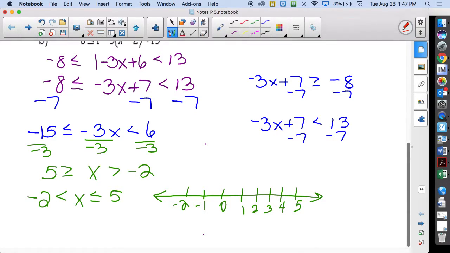So going back to the negative 2, this time it says, looking in the middle, x is greater than negative 2. Greater than is an open circle, and x is greater than it, so the negative 2 would then move to the right. Going back to the middle, it says x is less than or equal to 5. Less than or equal to is solid, and less than means move to the left. And you'll notice that they meet in the middle.